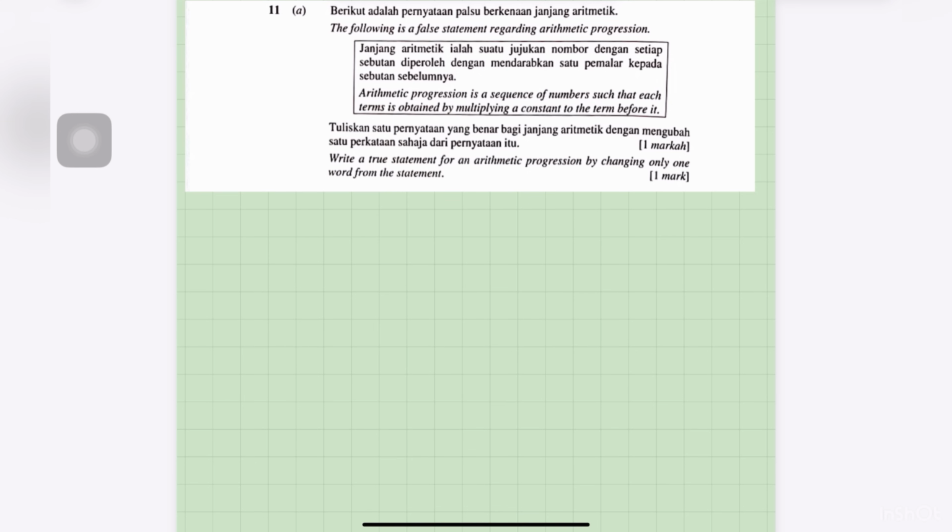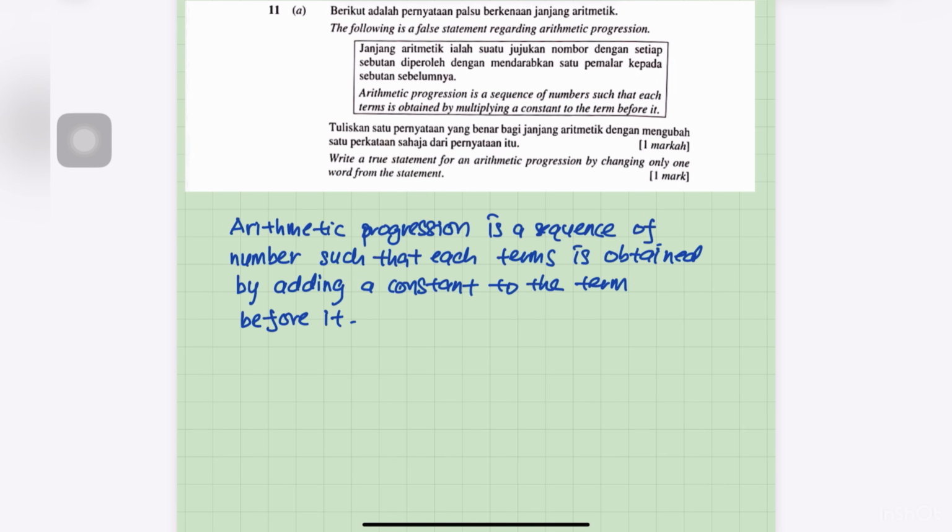Okay, so kita kena change only one word. Okay, so then kita kena salin semua sekali ayat ni by changing only one word. Okay, so kita salin lah. Kita cuma tukar yang this one. Okay, multiply ni kita tukar kepada adding. So the statement is arithmetic progression is a sequence of numbers such that each term is obtained by adding a constant to the term before it.